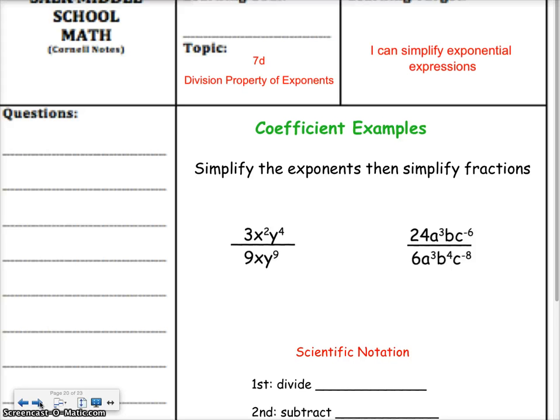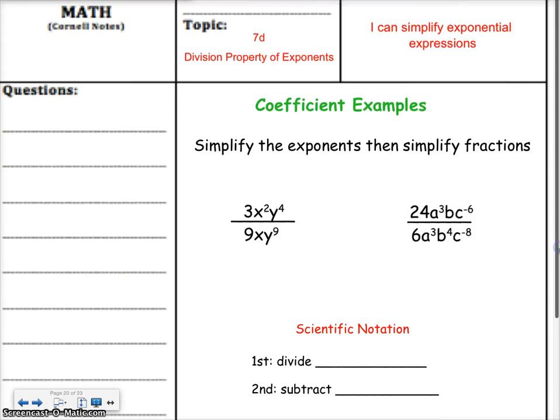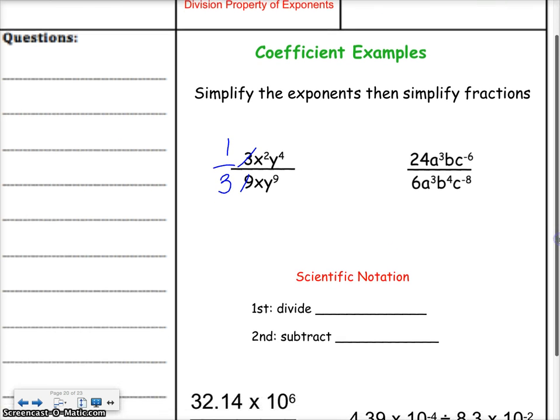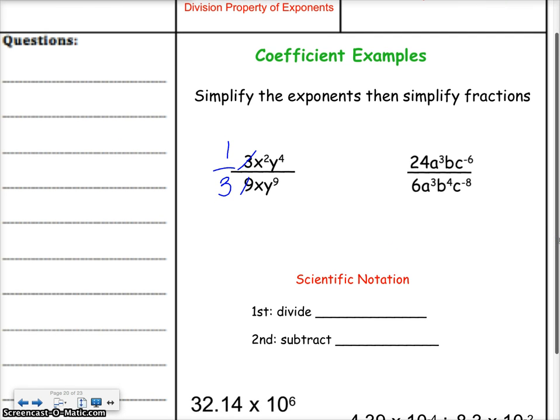Coefficient examples. There's two ways to do this. You can simplify your coefficients at first, meaning I know this is going to be 1/3, and then deal with your exponents, or you can deal with it at the end. Okay? So I simplified in the beginning. 3/9 is 1/3. You can't subtract anything because it's not a 3/3. They have to be the same base.